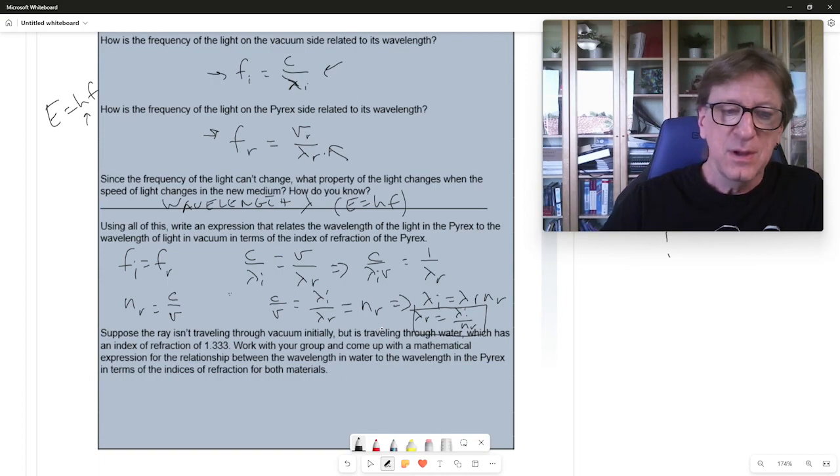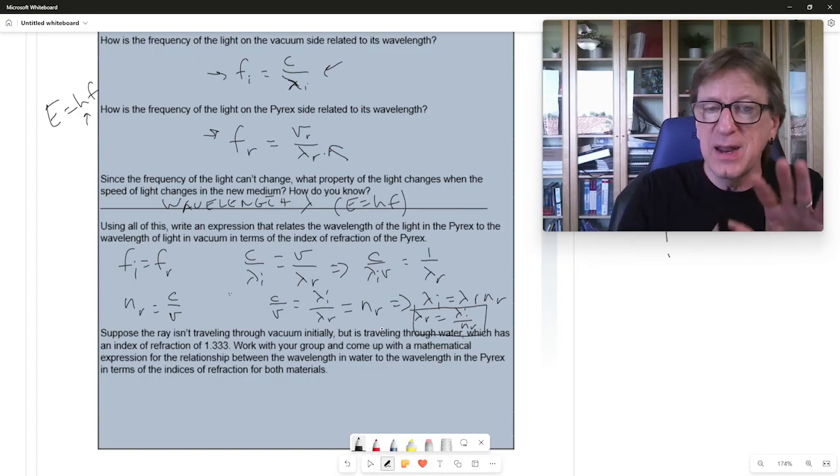Okay. All right. Next question says, suppose the ray isn't traveling through vacuum, but instead is traveling through water, just as an example, which has an index of refraction of 1.33. So now what we want you to do is come up with a mathematical expression for the relationship between the wavelength in water to the wavelength in the Pyrex. And you've got everything set up here.